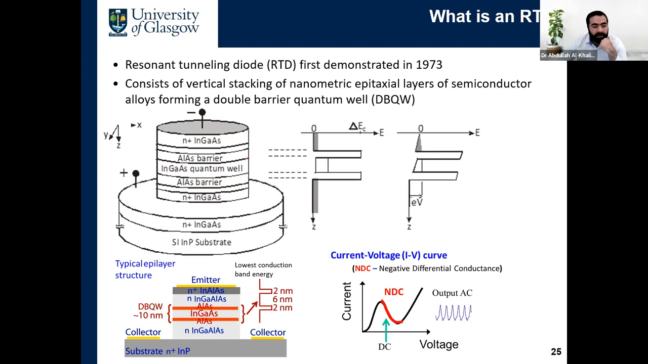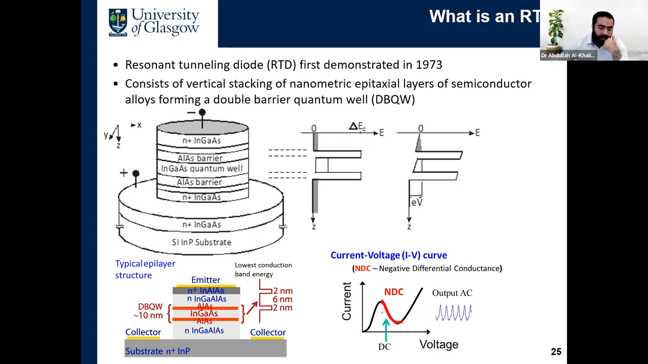Basically what happens because of these 2 barriers, if we look at the current voltage characteristics, as we push the voltage higher, we get the typical IV behavior. The current will increase, but at a certain point, which we call the peak voltage, the current will start to drop. We call this the negative differential conductance region. In this region, the resistance is negative. It's not consuming power, it's actually supplying power. And that means in this region, we can generate an AC output.